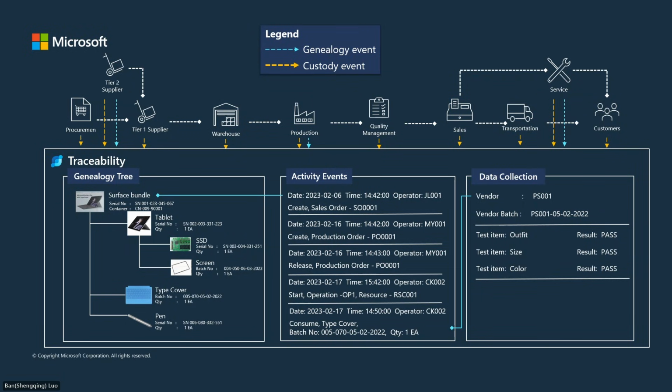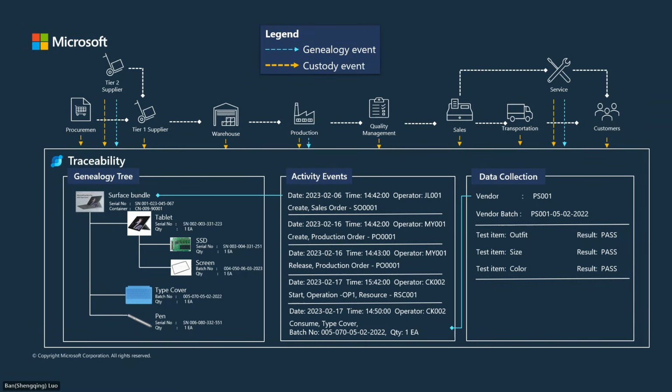These identities are used to link the digital model that we have of the system to physical objects in our real-world manufacturing or distribution line. In this example, we see a final product with a surface that is basically a Surface tablet with the bundle that's built from at its top level with basically a tablet, a Type 1 cover, and a pen.